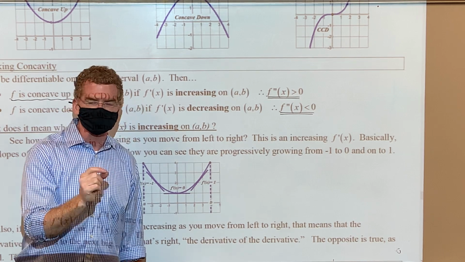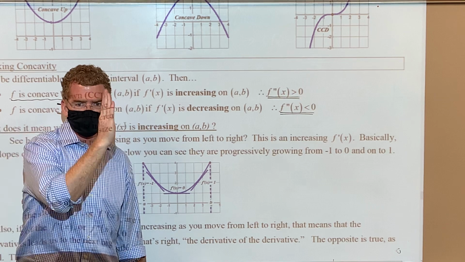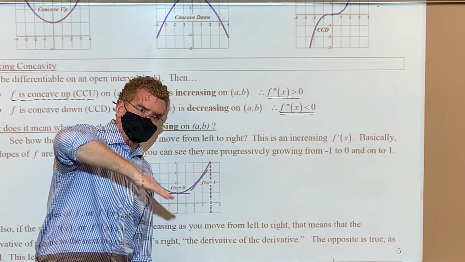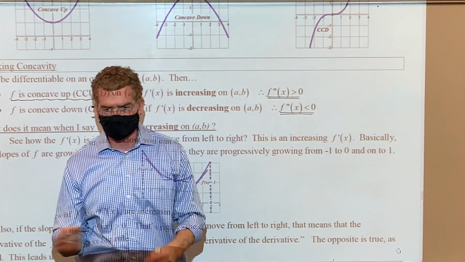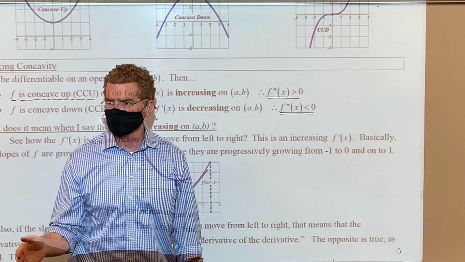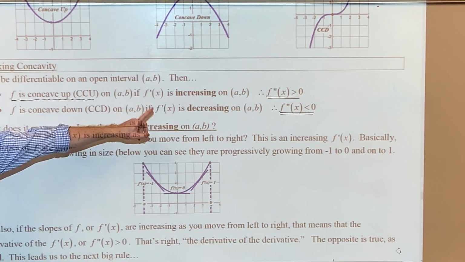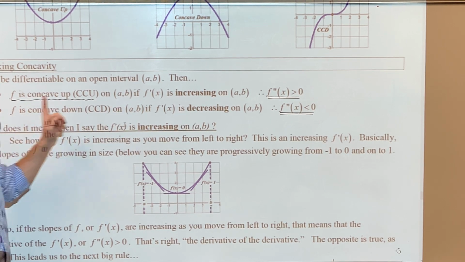First derivative positive, increasing, because those are positive slopes. Now you know if the second derivative is positive, concave up. Okay? First derivative negative, function is decreasing. Second derivative is negative, function's concave down. Okay? You with me?